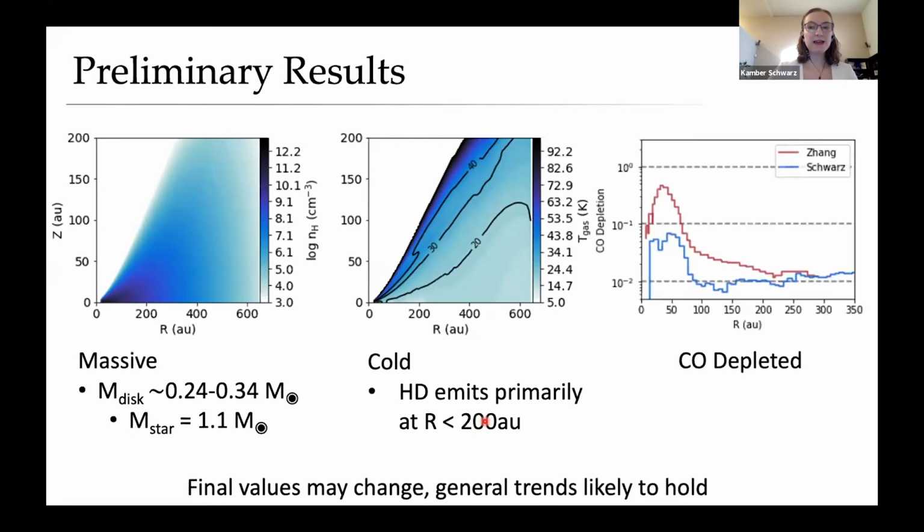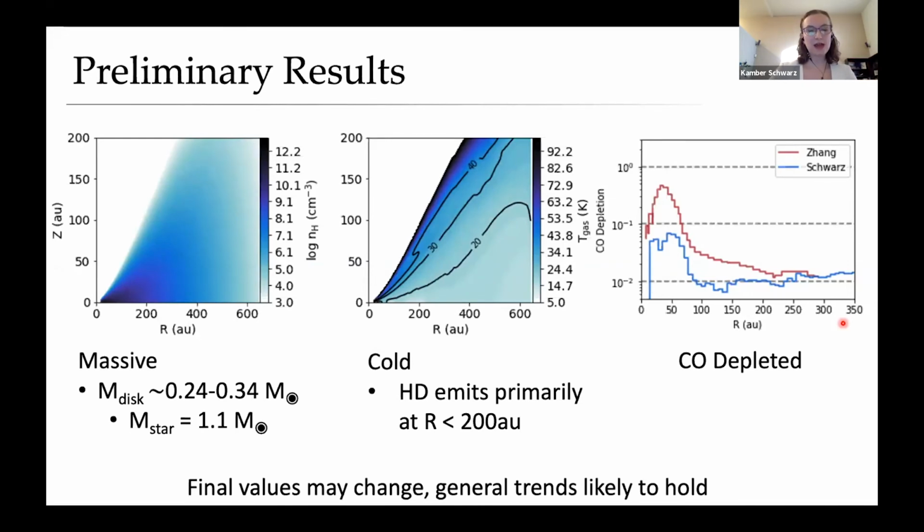And finally, the disk is CO depleted. So this is showing the CO depletion profiles from the Zhang et al. modeling and from the modeling that I've done. And I want to stress that the final values for all of these are probably going to change a little bit. However, the general trends of massive, cold, and CO depleted are likely to hold.